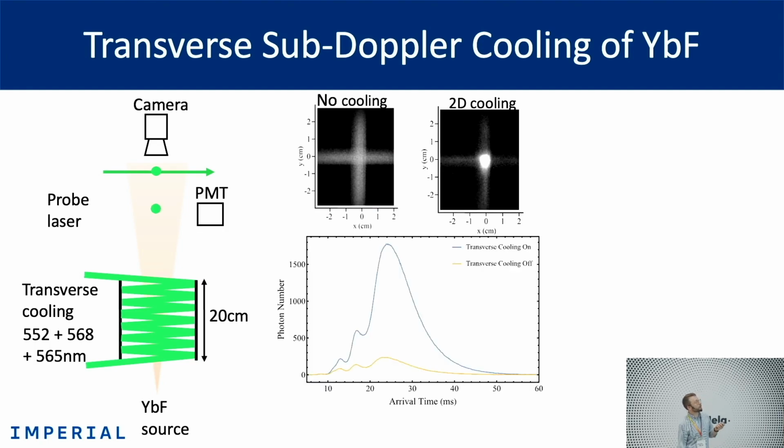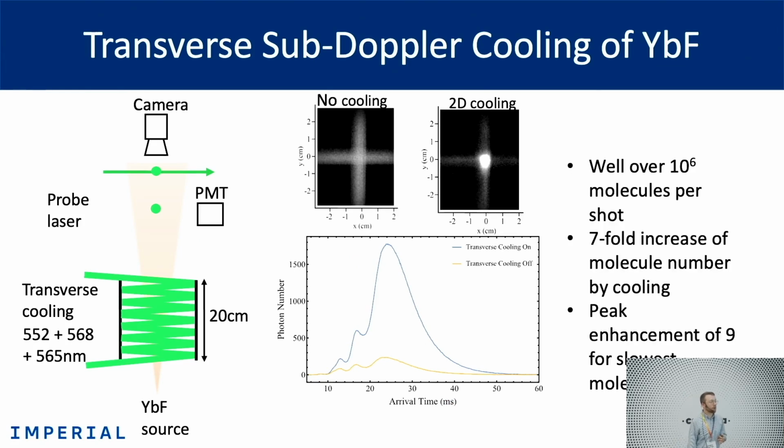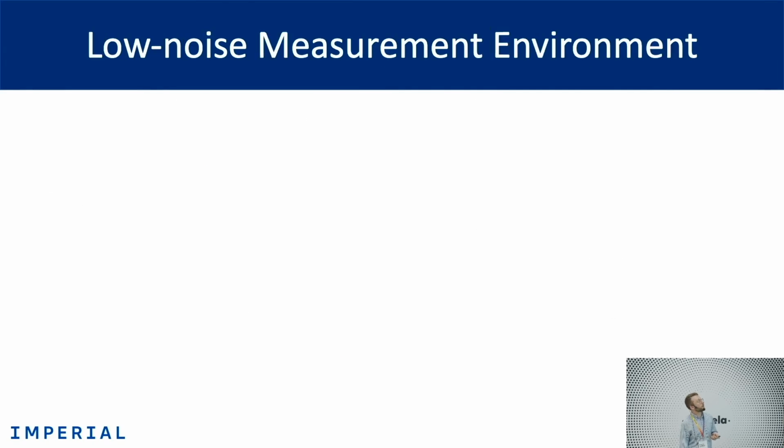If we look at the side view with the PMT, we can see in the time of flight a huge increase in the number of molecules when we use the laser cooling. To give you some numbers, we see well over 1 million molecules per shot. We have a 7-fold increase compared to when we don't do any laser cooling. And this gets better for the slower moving molecules, so it gets up to a peak enhancement of 9.